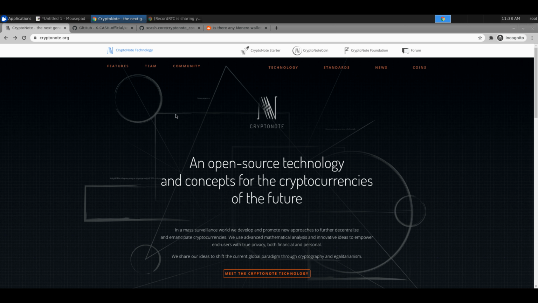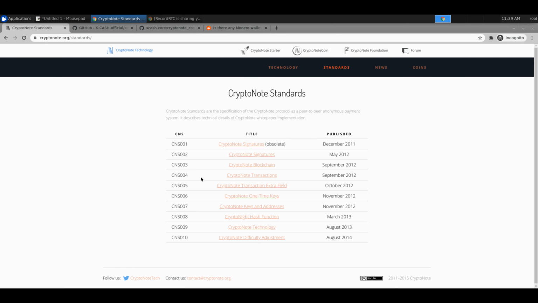So we're on cryptonote.org, which has a white paper about the underlying cryptonote protocol that Monero, and of course Xcash, and all the cryptonote coins are built on. I've taken a look through it. For programming, it's easier for me to use these standards. These are just little text files that go over, in a mechanical code sense, the standards, signatures, blockchains, transactions, transaction extra field, and all that.